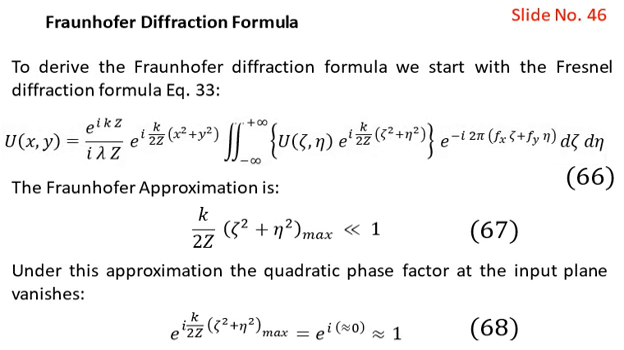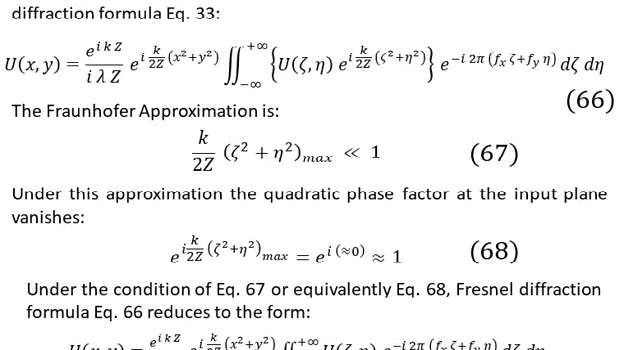The Fraunhofer diffraction approximation that we are going to use is given in equation number 67, which is stated as k over 2z multiplied by the maximum value of zeta square plus eta square should be much less than 1. You know that this quantity has all the variables positive. So zeta square is positive due to its square, eta square is also a positive quantity greater than 0. So all the parameters are greater than 0. So k over 2z multiplied by the maximum value of zeta square plus eta square, this whole term, is greater than 0 but less than 1 in equation number 67.